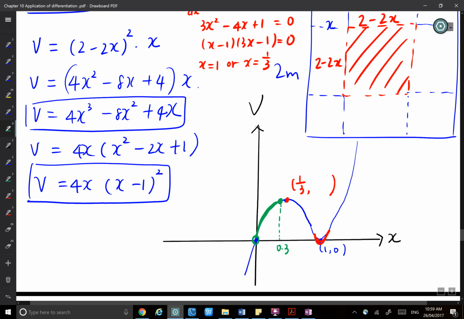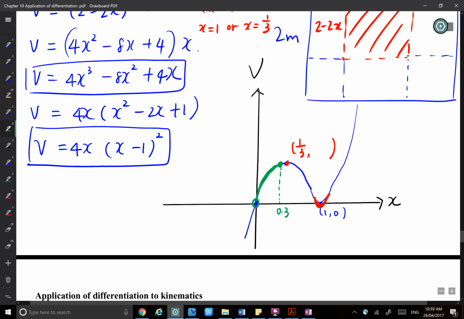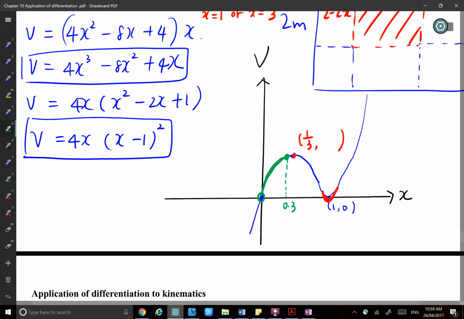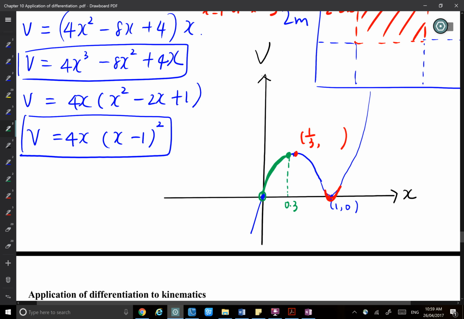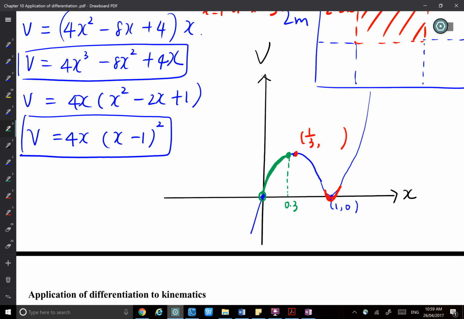Okay, so the turning point is actually not included in this graph. The turning point actually goes outside of this graph. So for your domain, it's a strictly increasing graph from 0 to 0.3, which the turning point is not included in this graph. So what will give you the maximum point? 0.3 will give you the maximum point.